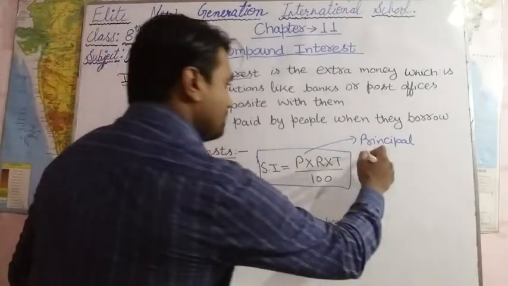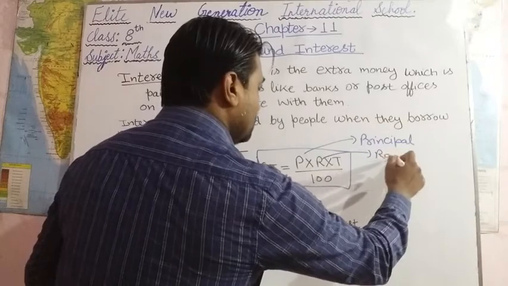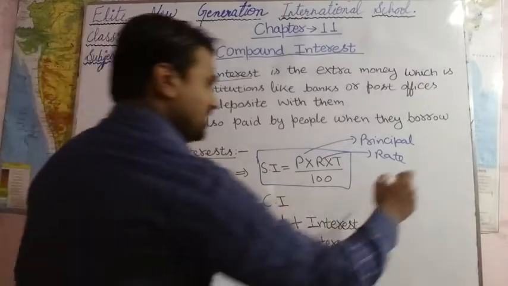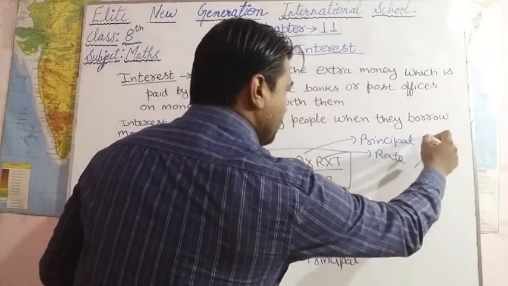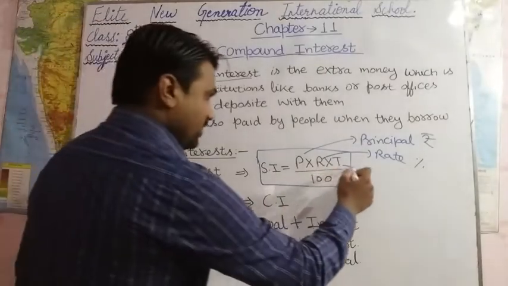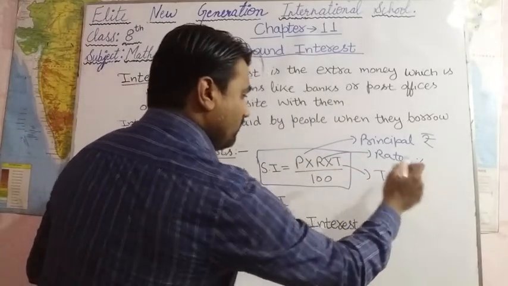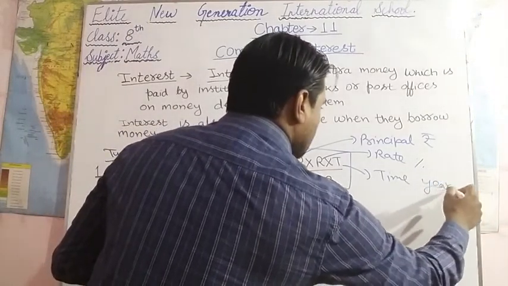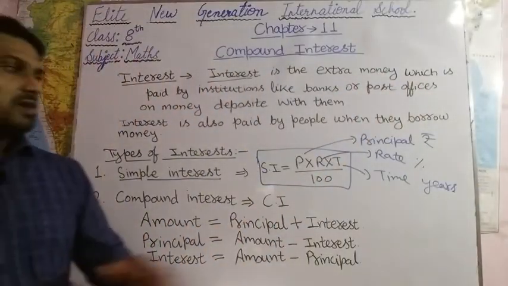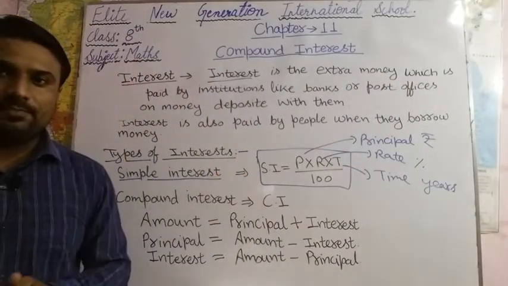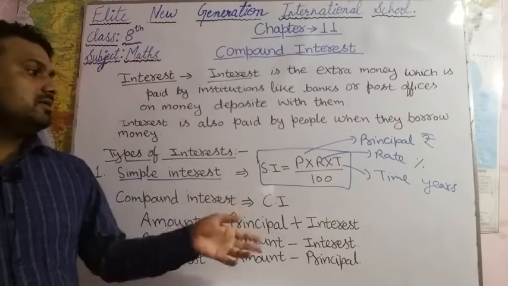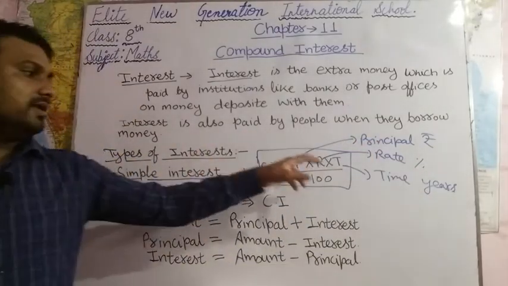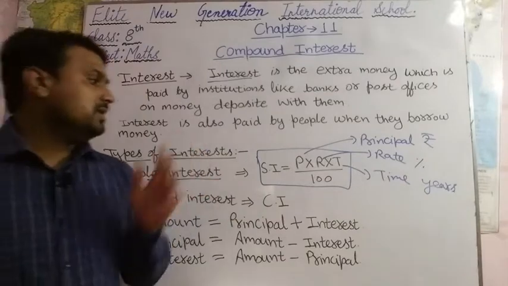And R means rate. Rate is the rate at which we give or take the money. It is given in percentage, and principal will be in rupees. And time is the time for which we give or take the money. Time is given in years. So P means principal, R means rate, and T means time. Principal is the amount which we give or take. Similarly, rate is the percent at which we give or take the money, and T means time, calculated in years.